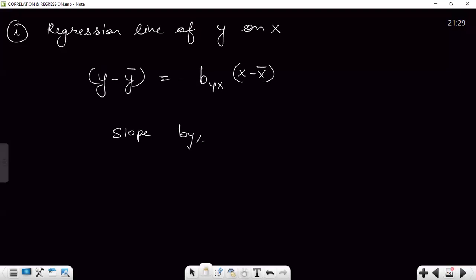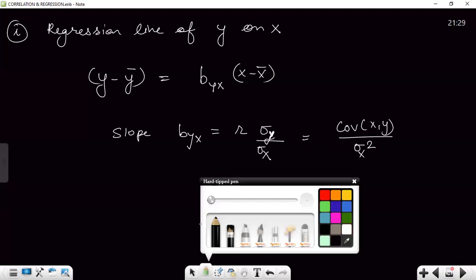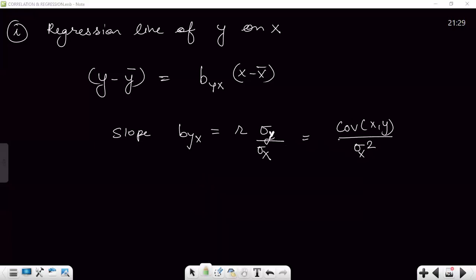Slope is byx, which is actually r into standard deviation of y over standard deviation of x. As simple as that. Please keep this point correctly: it will be given by the covariance of x and y divided by, because it is y over x, the x variance. Okay, now what I'm going to write is very important for you to understand.